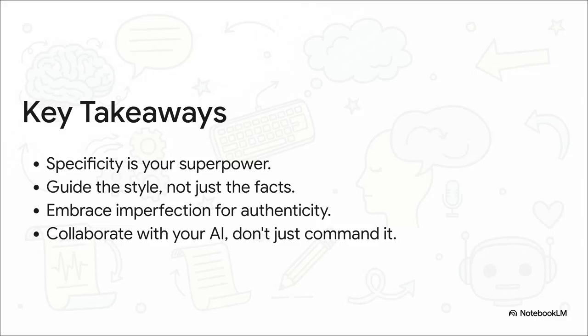So let's just quickly recap the big ideas here. First, specificity is your absolute superpower. Give that AI a role, an audience, and a voice. Second, don't just ask for information, you have to guide the style of the response. Third, learn to embrace imperfection. Those small flaws are what make writing feel real and human. And above all, shift your mindset from commanding a tool to collaborating with a partner.